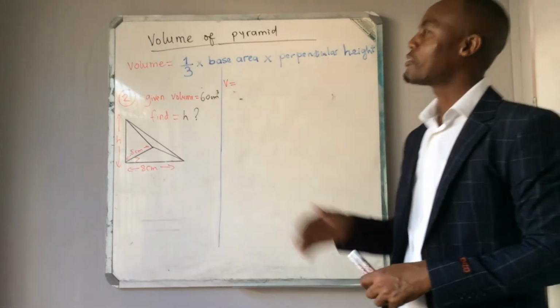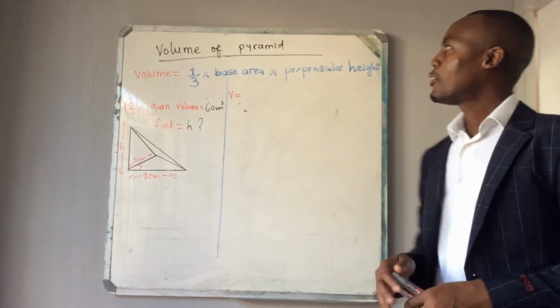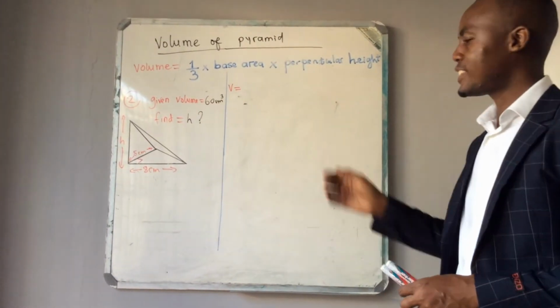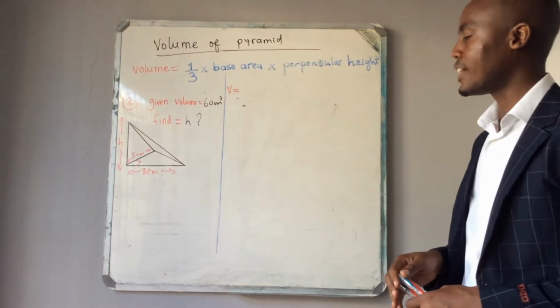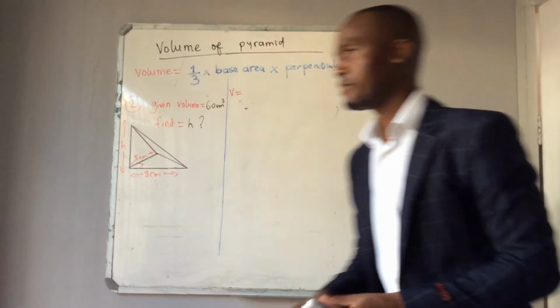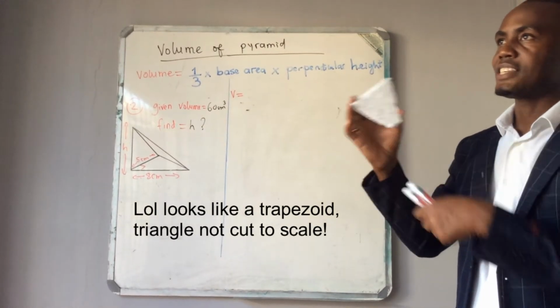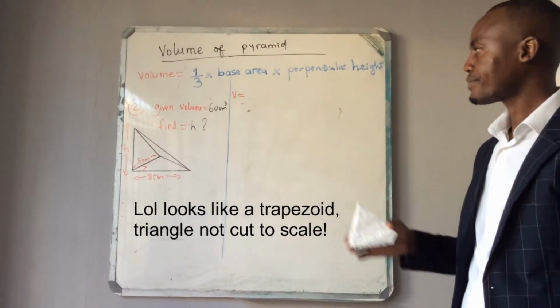This is part 2 of our volume of a pyramid. Now, we have here another pyramid. In this case, we have a triangular pyramid, of which the base is a triangle, such as the one that you can see here on this shape.